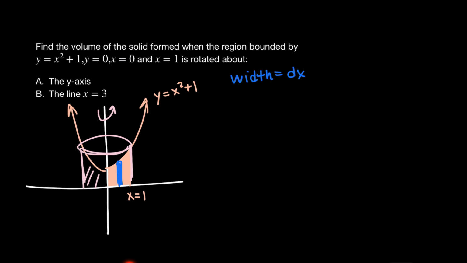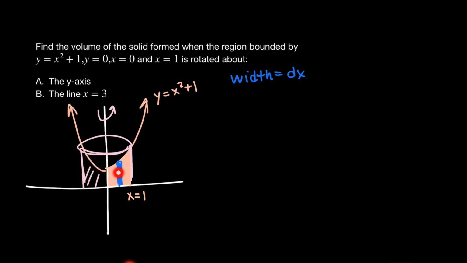To use the shell method, I'm going to make my slices, my rectangles, parallel to that axis of rotation. So vertical slices would be parallel to the y-axis, parallel to the axis of rotation. Using vertical slices means my width of each little rectangle is actually a dx or a delta x. And I really do want to work in this order.